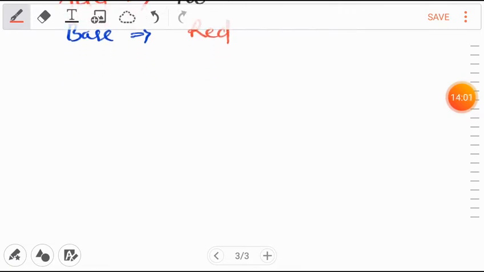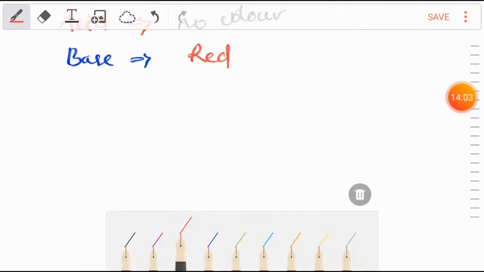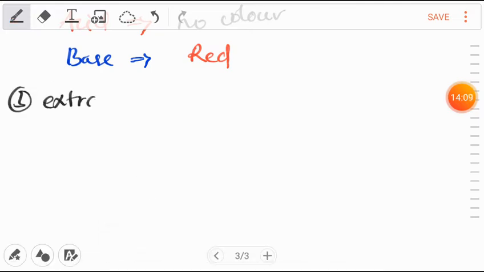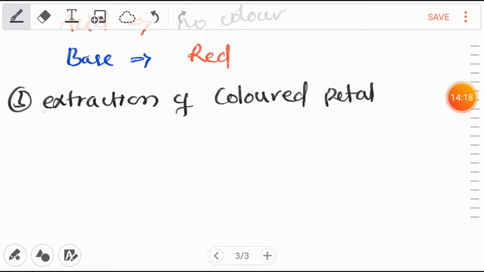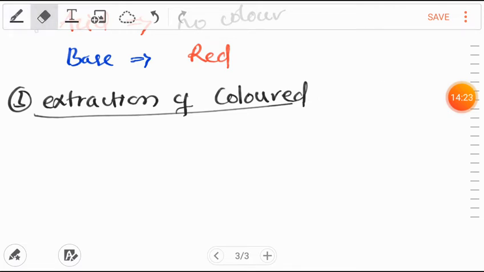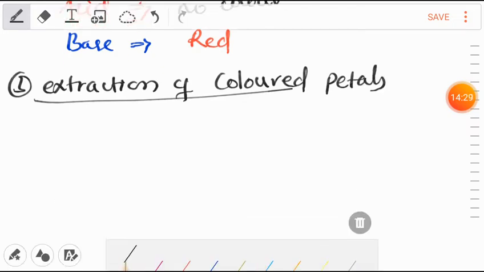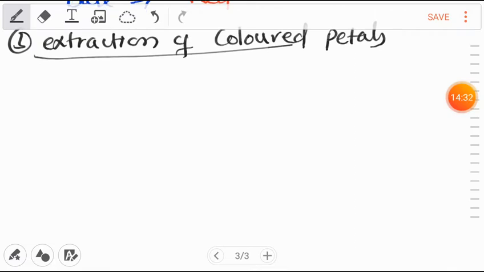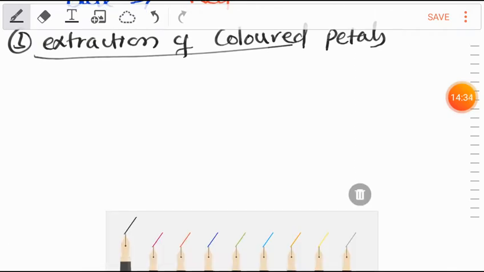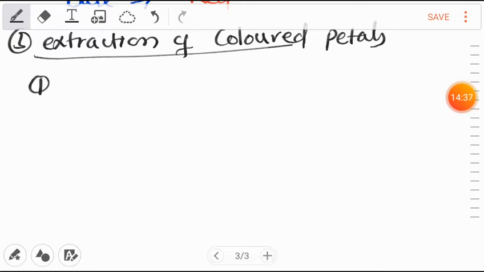And extraction of colored petals. So third one, extraction of colored petals. You're going to take a paste of petals of some flowers, and we can use them as indicators. What are those examples? First one is hydrangea.